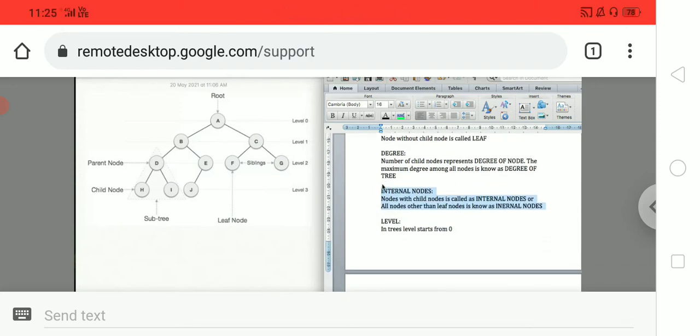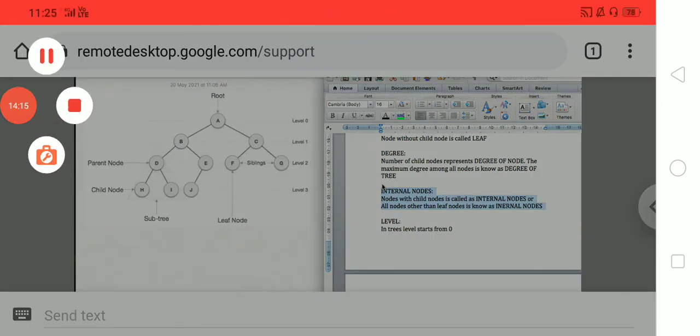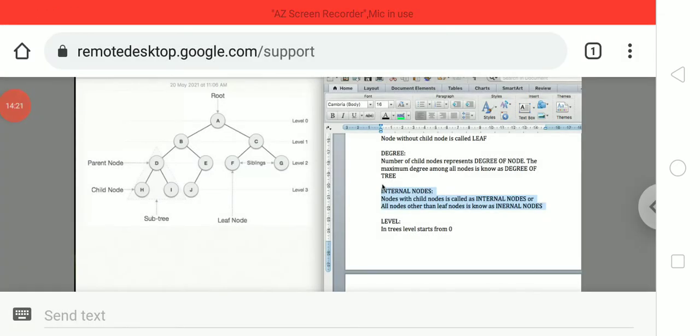Nodes with child nodes are called internal nodes, or all nodes other than leaf nodes are known as internal nodes. So when we take this example, A has children, C has children, B has children, D has children, E has children. So these are called internal nodes because A has 2 children, B has 2 children, D has 2 children, E also has 2 children. So these nodes are called internal nodes, and the remaining nodes are not called internal nodes.